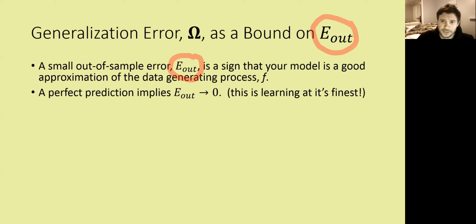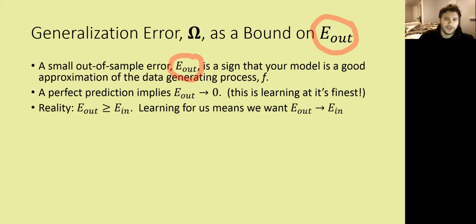The expectation of this error. But in reality, we expect that the out-of-sample error tends to be larger than the in-sample error. How well we perform on the data that we use to build the model is going to be better than how we tend to perform on new data points that we haven't seen.